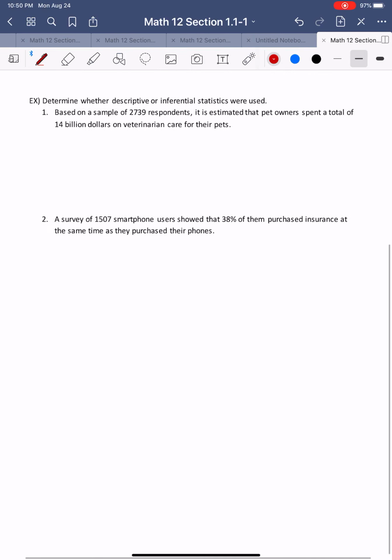So let's look at the problem here. The problem says determine whether descriptive or inferential statistics were used. Number 1, based on a sample of 2,739 respondents, it is estimated that pet owners spent a total of $14 billion on veterinarian care of their pets. So they also talk about samples. That means this is people from the population, and they also estimate because of the samples. So that one I want to say inferential.